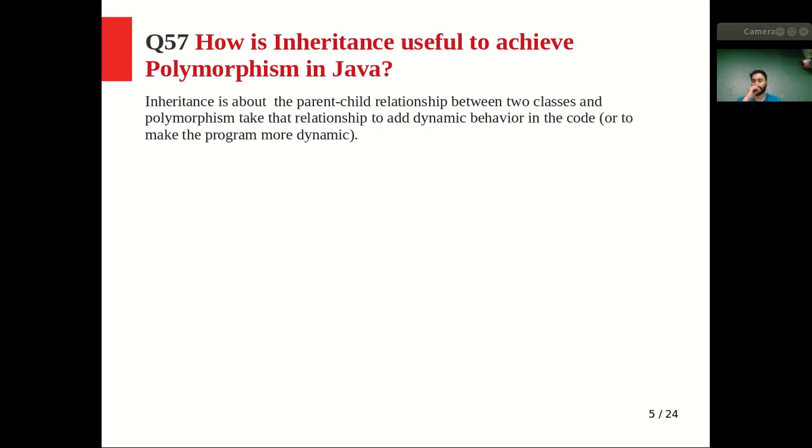The next question is, how is inheritance useful to achieve polymorphism? Actually, inheritance is about the parent child relationship. As I explained in my previous lecture, inheritance is a property by which a new child class is created, in which it acquires the properties of a parent class. So inheritance is about the parent child relationship between two classes, and polymorphism takes that relationship to add dynamic behavior in the code, or to make the program more dynamic. So polymorphism uses that inheritance relationship to add dynamic behavior in code. That is polymorphism.